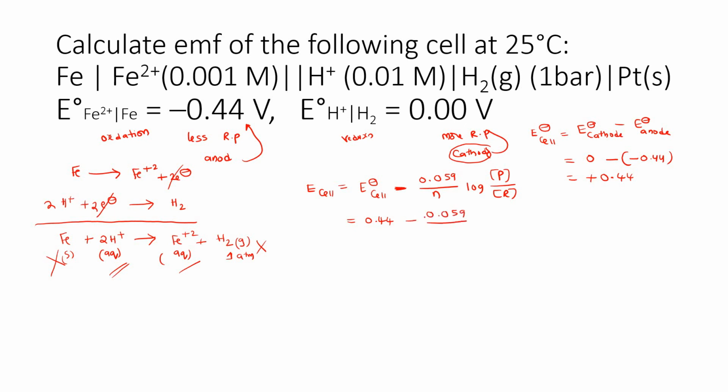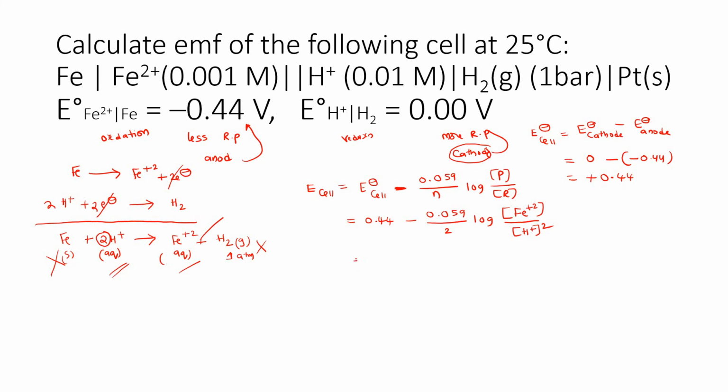0.059 by how many electrons are taken here? 2 electrons, log concentration of product. Your product is Fe plus 2. Only 1 mole is given, so no need to write any mole here. Fe plus 2 concentration divided by the reactant. Reactant is H plus. But how many moles are there here? 2 moles. This is the 2 mole we need to consider.